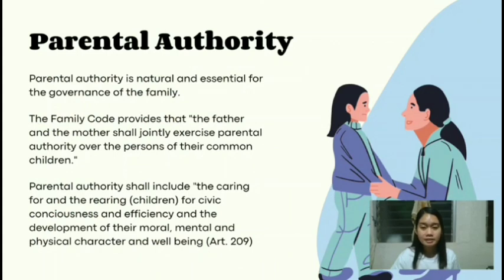Parental authority. Parental authority is natural and essential for the governance of the family. The Family Code provides that the father and the mother shall jointly exercise parental authority over the persons of their common children. Parental authority shall include the caring for and the rearing for civic consciousness and efficiency, and the development of their moral, mental, and physical character and well-being. It is natural because it flows from the responsibility of propagating and educating the offspring. Without parental authority, it will be hard for the parents to take charge of their family and control and discipline the people inside their home.